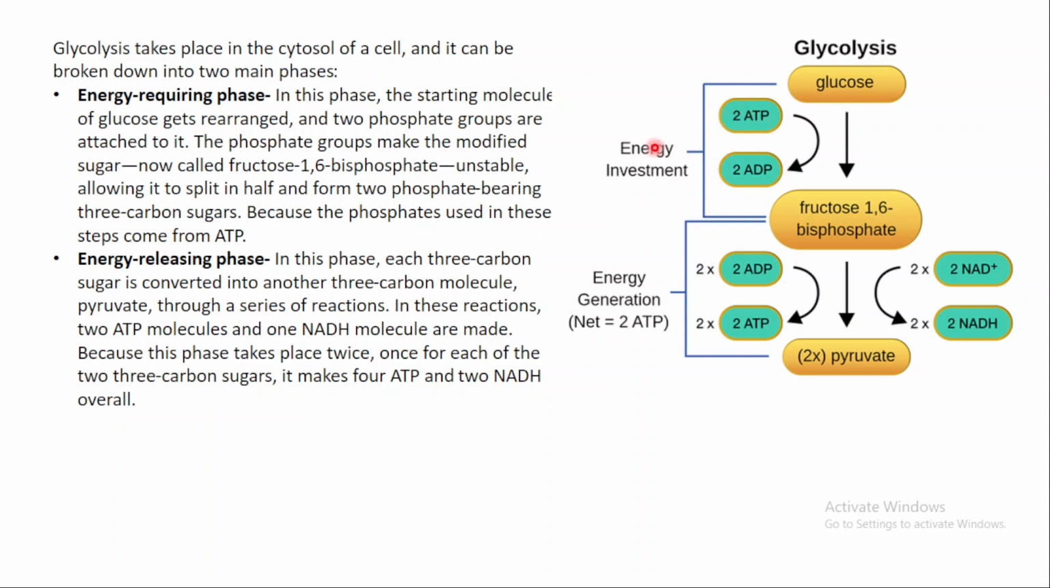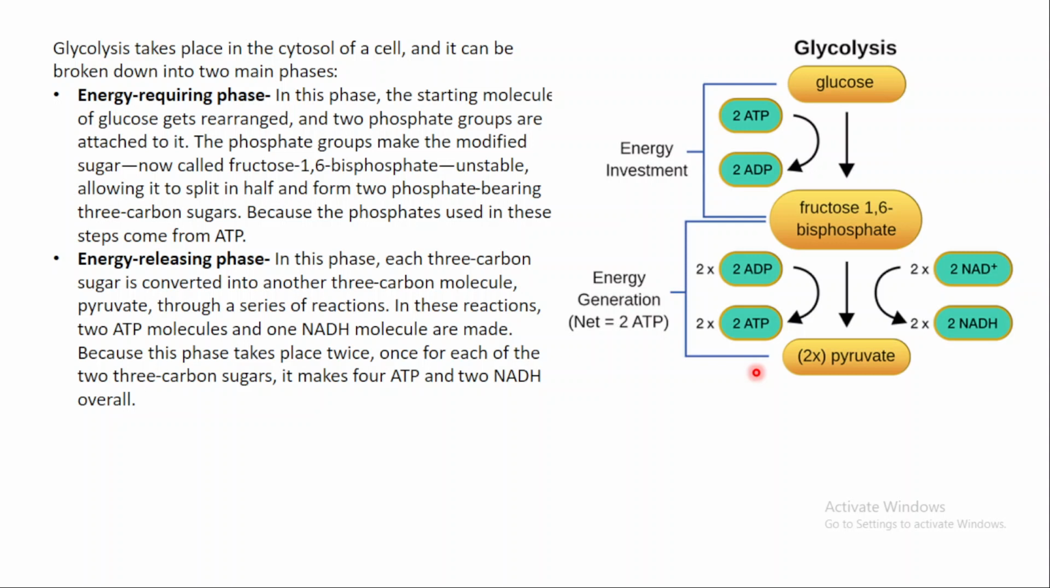So in the first phase of glycolysis, we have usage of ATP. 2 ATP are utilized to convert glucose to fructose 1,6-bisphosphate, and in the energy releasing phase, we produce 4 ATP and 2 NADH. So net production of the glycolysis pathway is 2 ATP and 2 NADH. So this is a summary of how glycolysis takes place and what the different important reactions are, how energy is generated and what the different phases of glycolysis are.